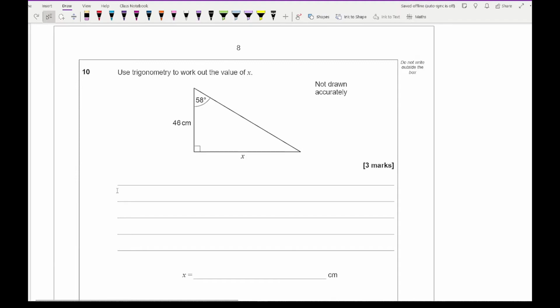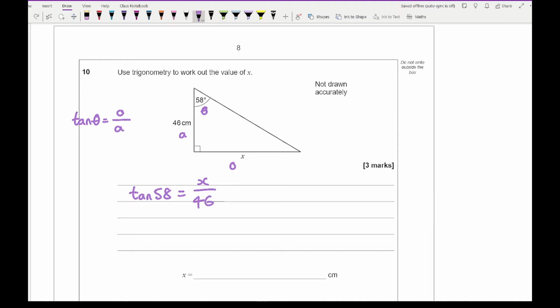Moving on to question 10, it says use trigonometry to work out the value of x. Now when you're doing SOHCAHTOA, which this is because we've got a right angle triangle, first thing we want to do is label the triangle. So here is my theta, this therefore is going to be my opposite, and this length here is going to be my adjacent. So which trig ratio uses O and A? Well, that's going to be tan. So if I write down the formula, tan theta equals O over A, I can then substitute the values in. So what I've got is tan 58 equals x over 46.